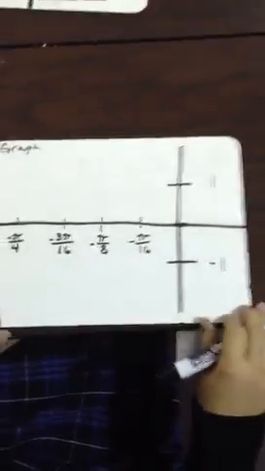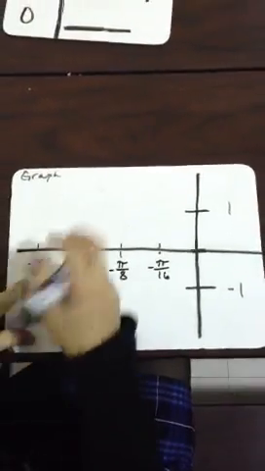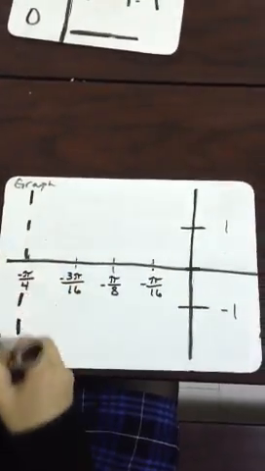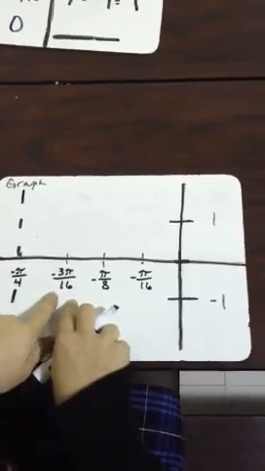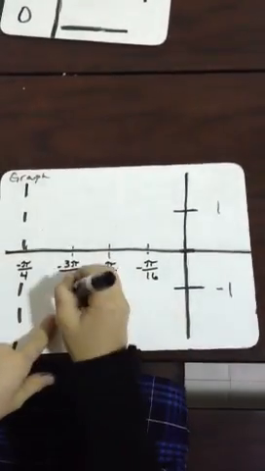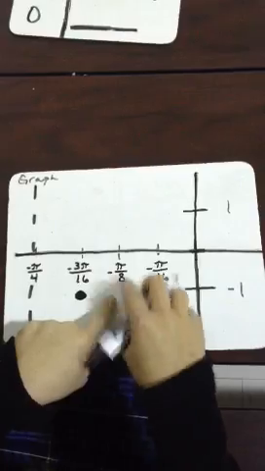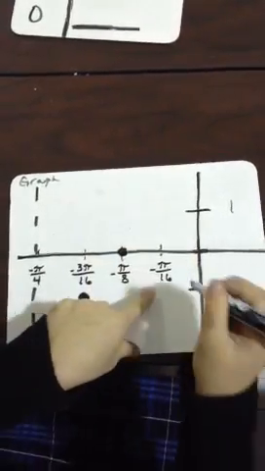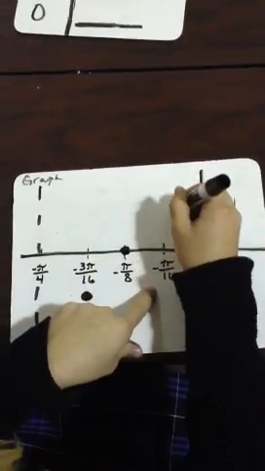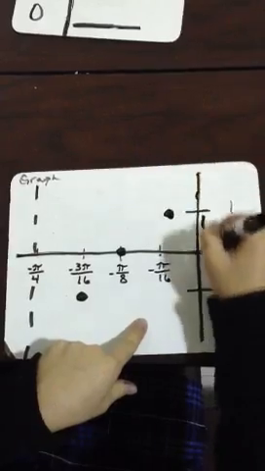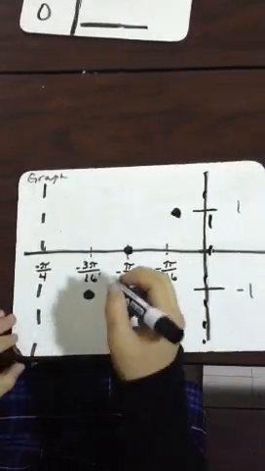At negative pi over 4, it is an asymptote. At negative 3 pi over 16, you're at negative 1. At negative pi over 8, you're at 0. And at negative pi over 16, you're at 1. And then here's another asymptote. And then you would graph.